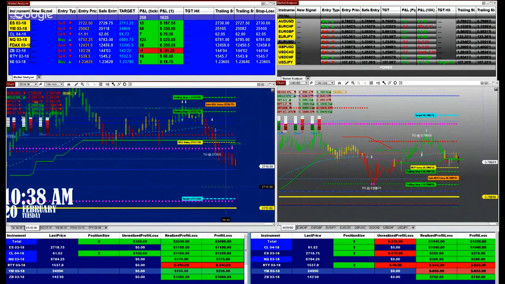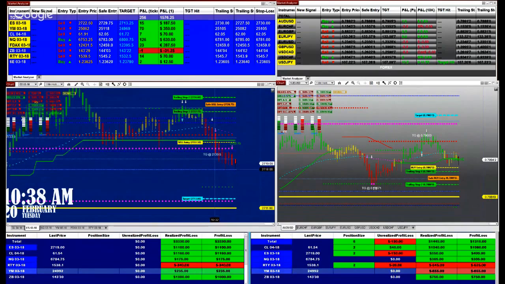You can see this is the key, folks, right there, 18 level. You can see how many times the bars came in: 1 time, 2 times, 3 times, 4 times to 18, and probably is about to break it. You can see how the ES is respecting this number.